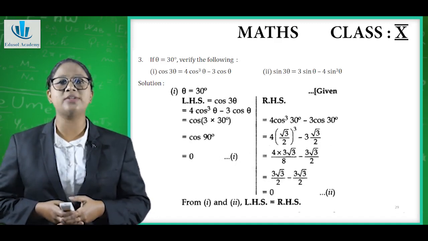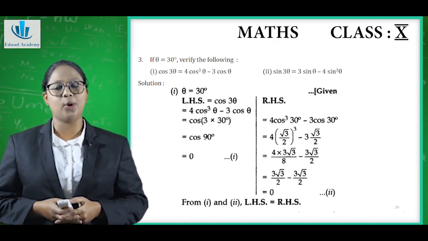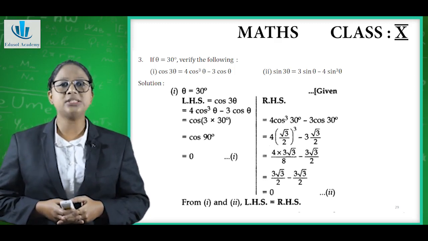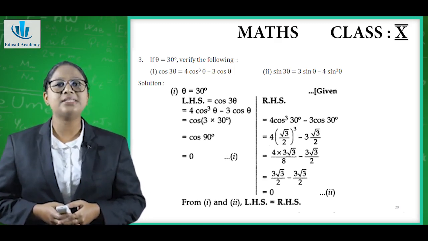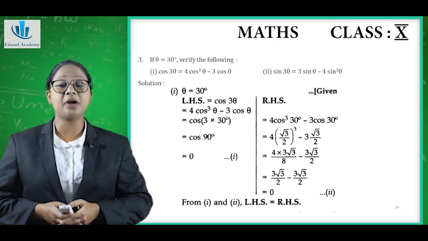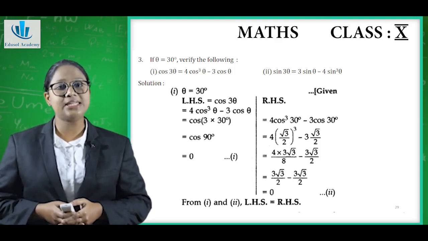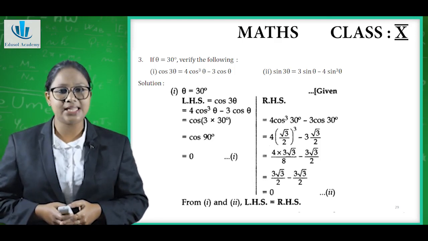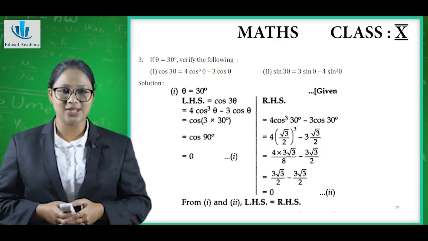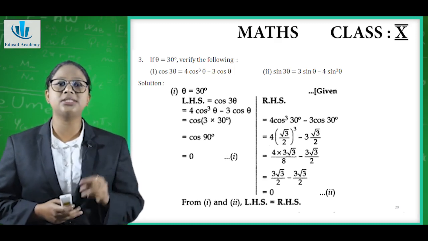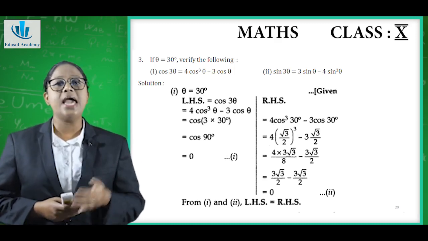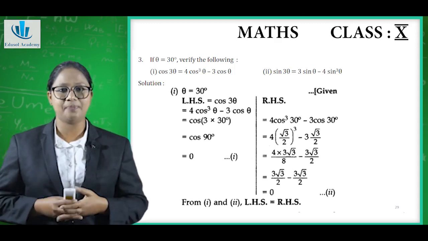If theta is equal to 30 degrees, verify the following. The first part: cos 3 theta is equal to 4 cos cube theta minus 3 cos theta. Now the second part of the question: sine 3 theta is equal to 3 sine theta minus 4 sine cube theta. So all you have to do is put theta equal to 30 in both LHS and RHS and verify that they are equal.